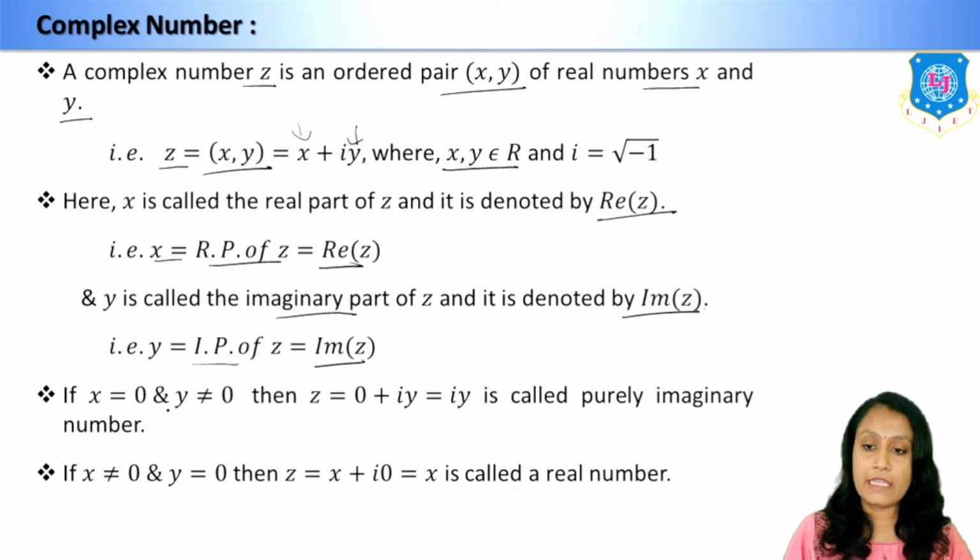Now if x is equal to 0 and y is not equal to 0, substitute x equal to 0 over here, so you will get z is equal to 0 plus iy, that is iy. So this is called a purely imaginary number. And the second condition in which x is not equal to 0 and y is equal to 0, here substitute y equal to 0, so you will get z as x plus i0, so z is x, which is called a real number.